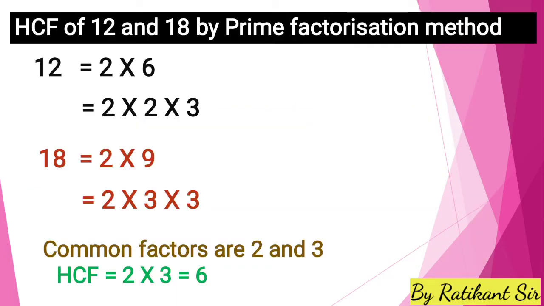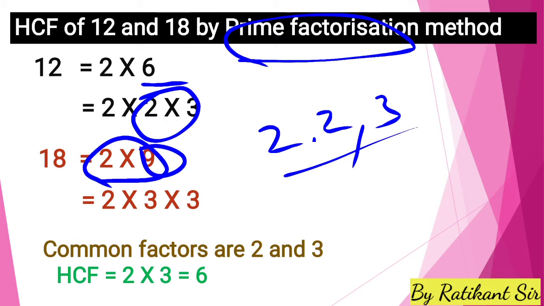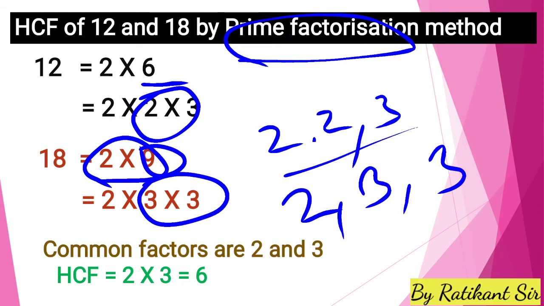Okay, so we know how to find the HCF by the prime factorization method. We solved this question in that video, 12 and 18. In prime factorization, 12 is factorized as 2 into 6, then 6 is factorized as 2 into 3. So 2, 2 and 3 are the factors of 12. Similarly, 18 is factorized as 2 into 9, and 9 is factorized as 3 into 3. So 2, 3, 3 are the prime factors of 18.